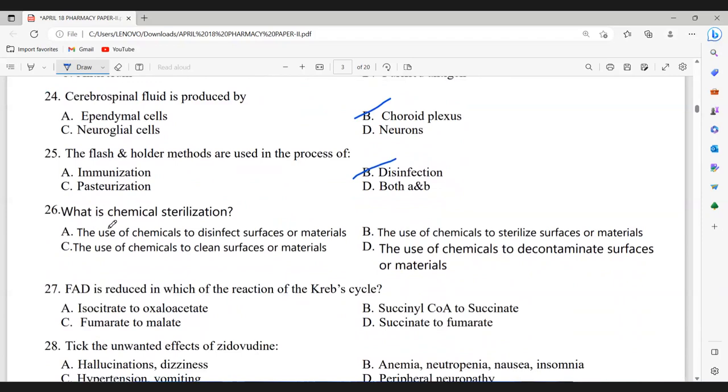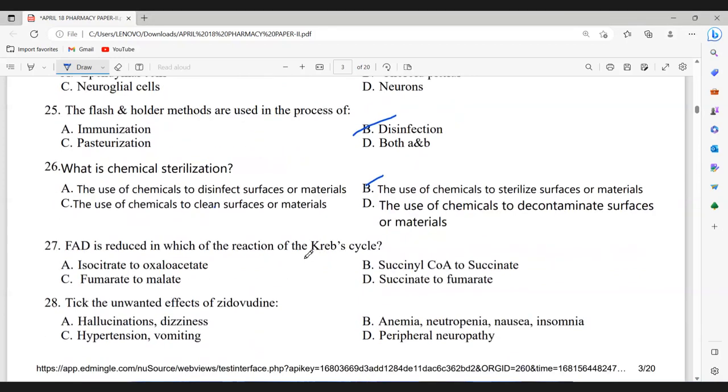26, what is chemical sterilization? What is chemical sterilization? Wait a minute, the chat box. The use of chemicals to sterilize the surface of material element. This is the direct question.